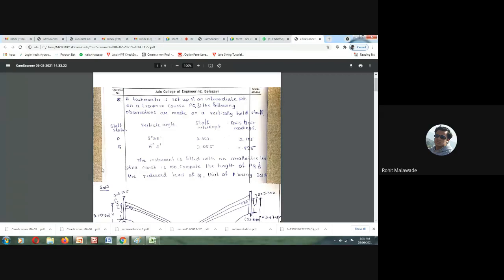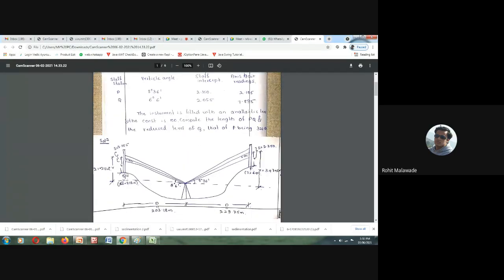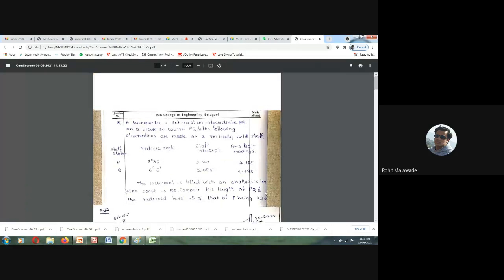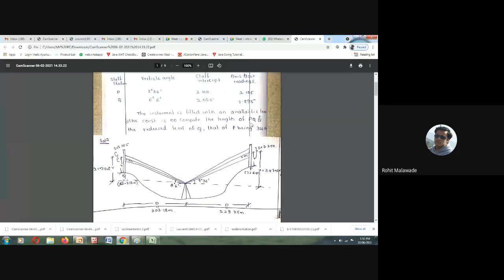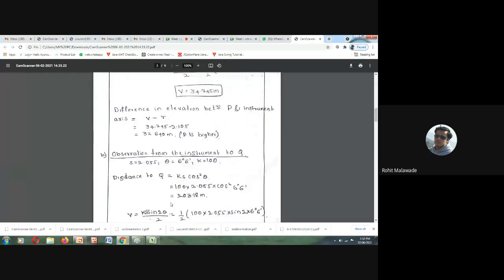Now we need to find out the reduced level of Q. We need to find out the height of Q as compared with P. The RL value of P they have already given as 321.50. By comparing this, we need to find out the RL of Q. Okay, so we'll do that. Let us see how.